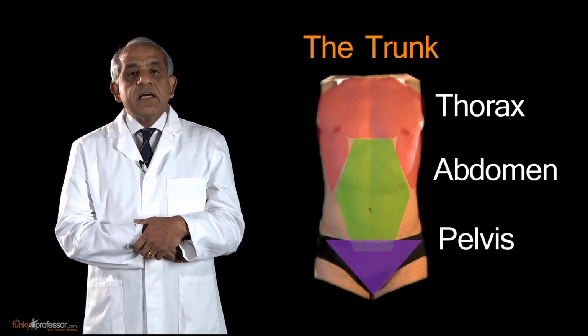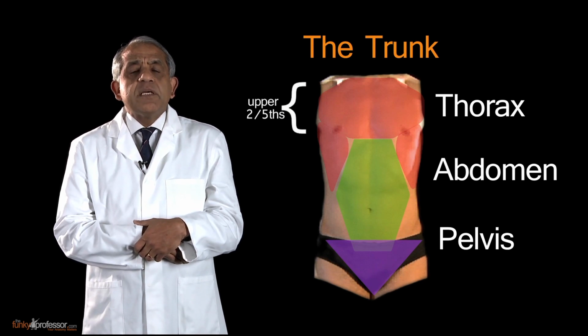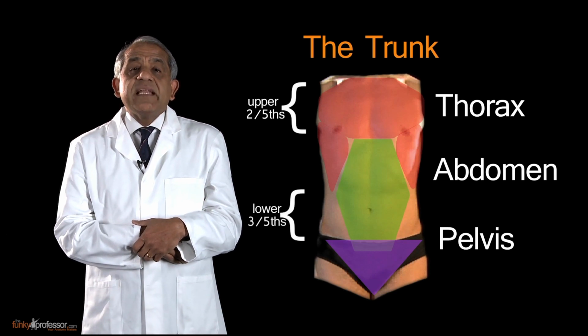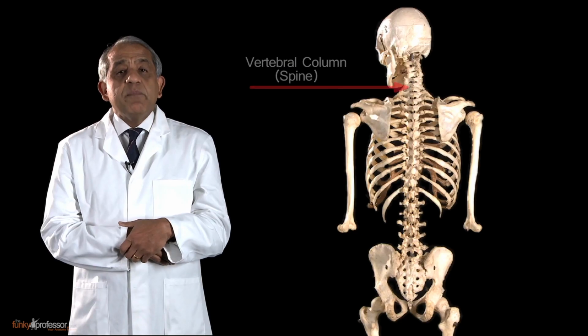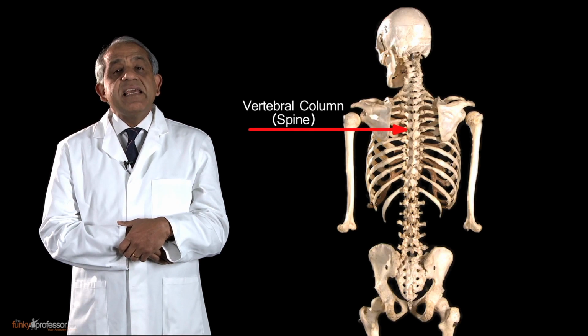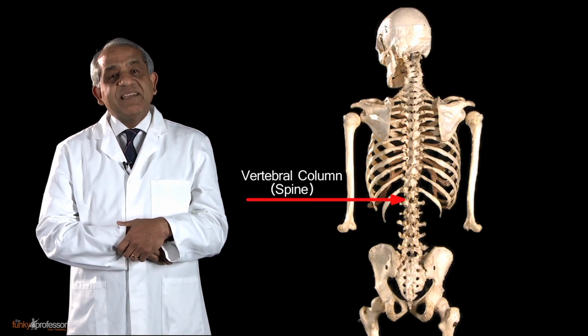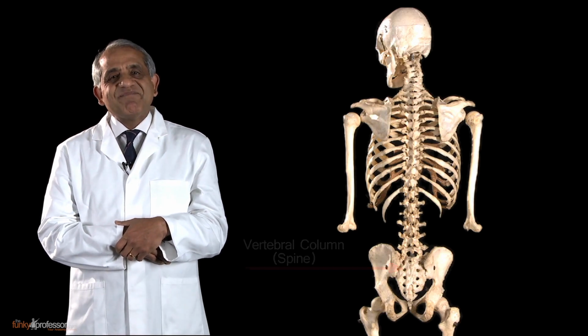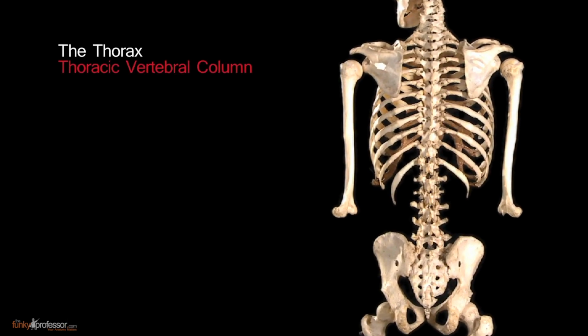The thorax makes up the upper 2/5 approximately of the trunk, and the lower 3/5 is made up of the abdomen and the pelvis. Running down the entire length of the trunk, down the midline in the back, is the vertebral column or spine, and this acts like a strut. In the thoracic region, the vertebral column is referred to as the thoracic vertebral column and is made up of 12 thoracic vertebrae.